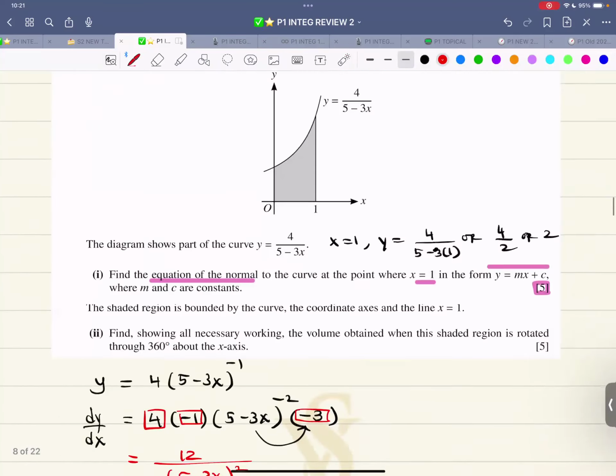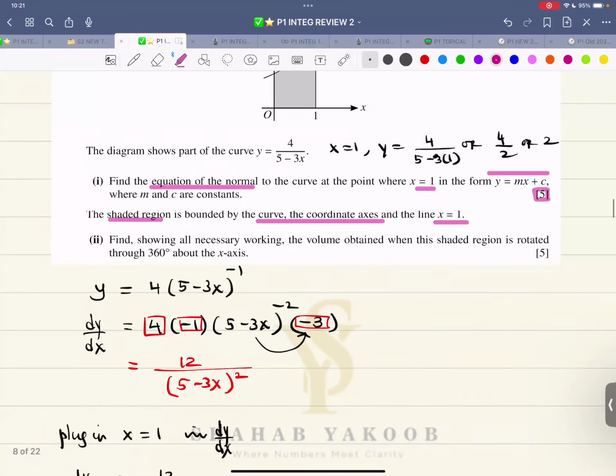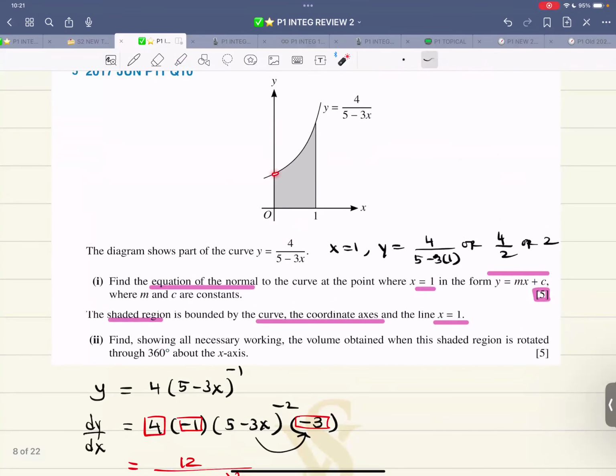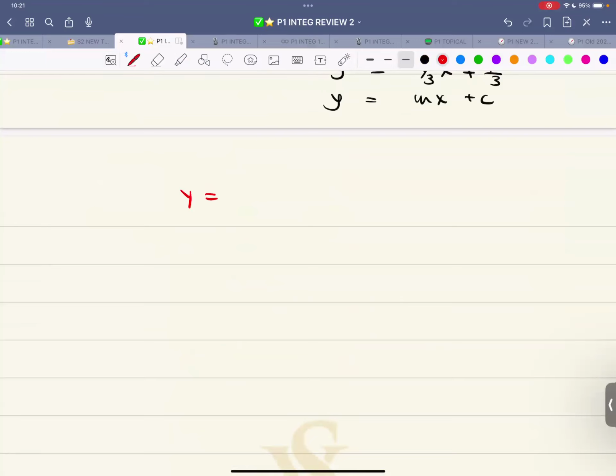Now the next part, that is the shaded region. The shaded region is bounded by the curve, the coordinate axes and x is equal to 1. So this is a simple area under the curve all the way to the x-axis, and we are revolving it around the x-axis. Find, showing all necessary working, the volume obtained when the shaded region between 0 and 1 is rotated through 360 degrees about the x-axis. So let me write over here: y is equal to 4 over 5 minus 3x.